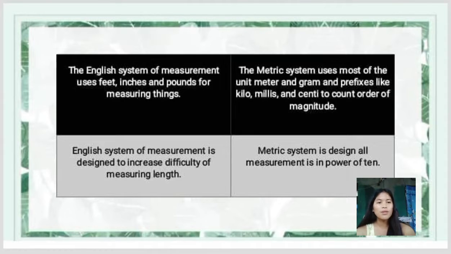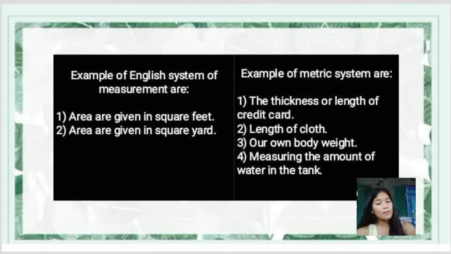The English system and metric system both have different length, weight, and capacity, but they have differences. The English system is defined as the measurement system used in many countries using feet, inches, and so on. While the metric system is a group of units used to make any kinds of measurement, such as kilo, milli, and centimeter. Here are examples of English system of measurement and metric system measurement.